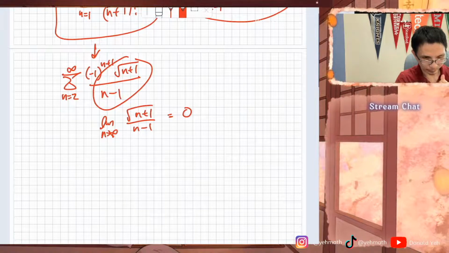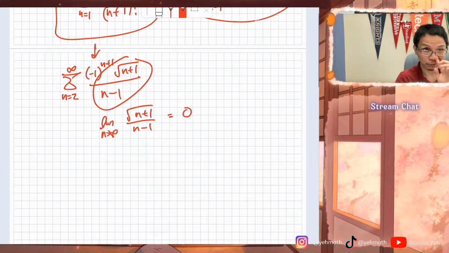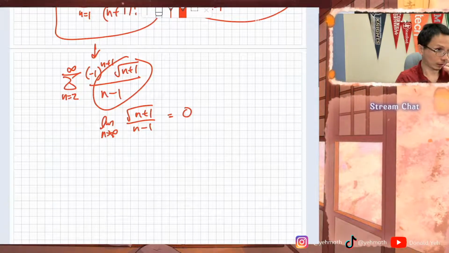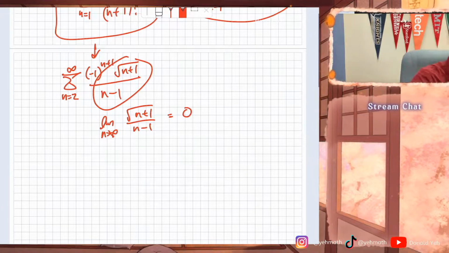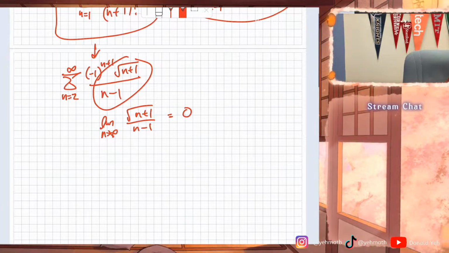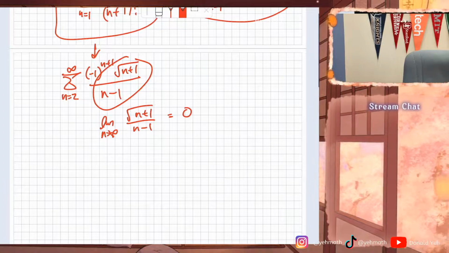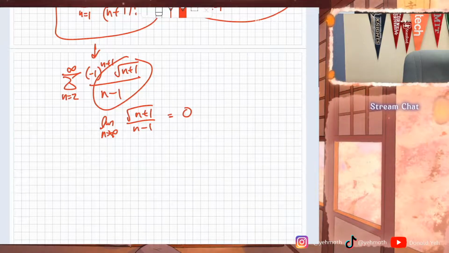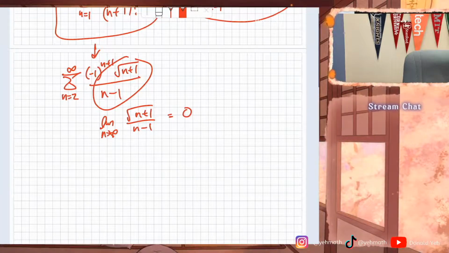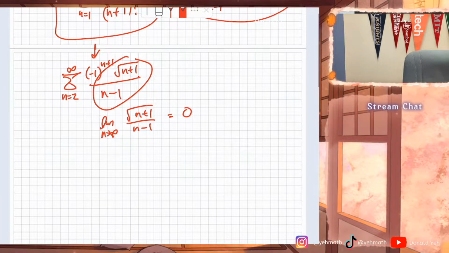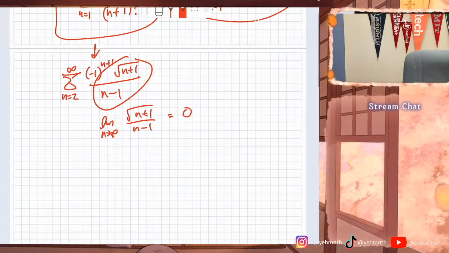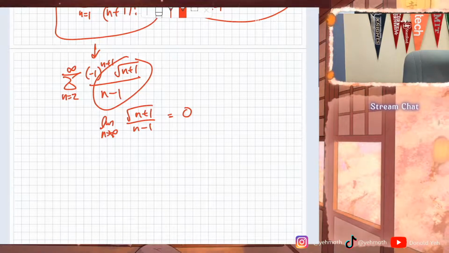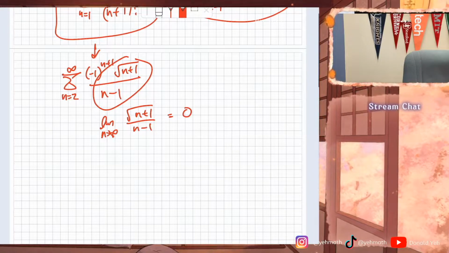So with this as our condition, if a sub n plus 1 is less than or equal to a sub n, what's it telling you about the sequence from which we get our series? It's decreasing. Can you explain why it's decreasing?